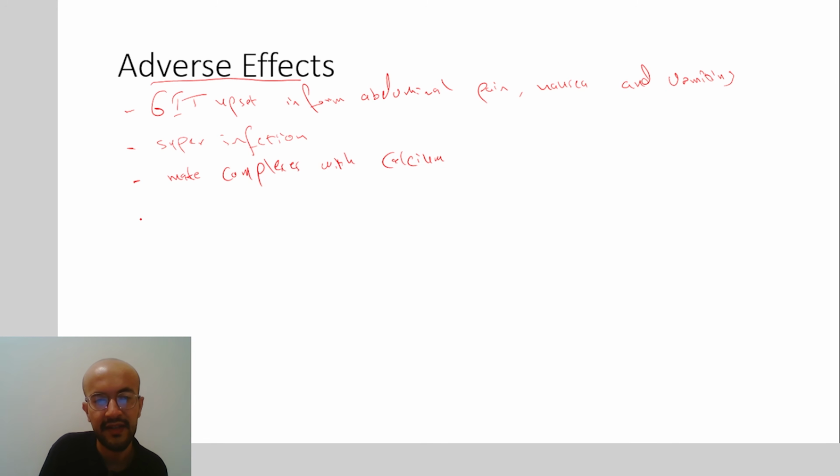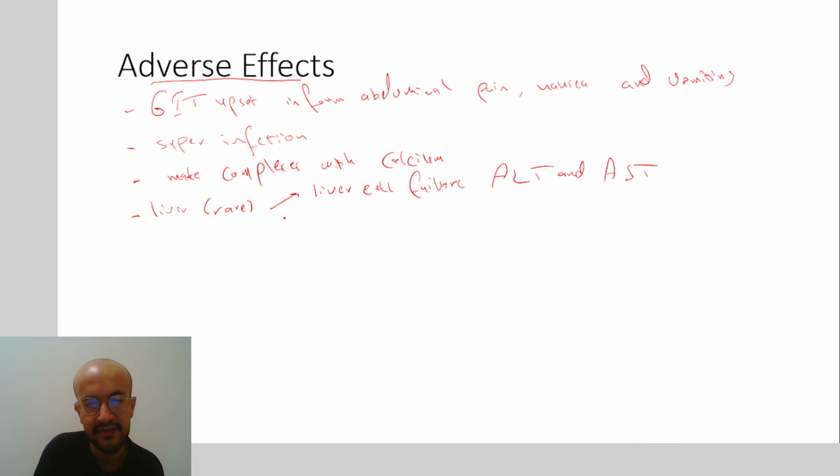They also cause liver side effects, but those are rare. They lead to liver cell failure by direct injury to the liver cells, and will lead to elevation in the enzymes ALT and AST. They also cause liver side effects in form of biliary cirrhosis.